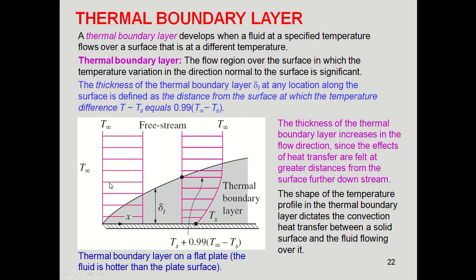Similar to the velocity boundary layer, we have a solid plate here. Over the solid plate, fluid is flowing for convection heat transfer. Then what will happen? The fluid has a free stream temperature of T infinity.